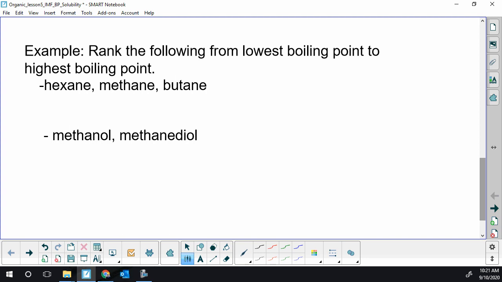Okay, I'll just highlight. So this is hexane. I can get the molecular formula quickly, and that's going to help us. So that's C6H what?